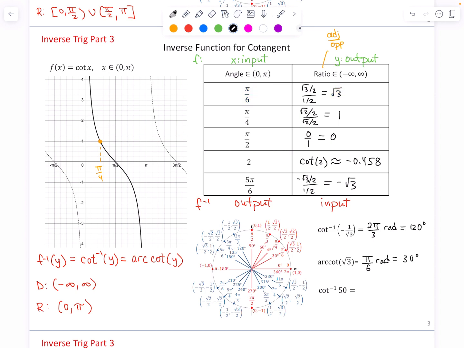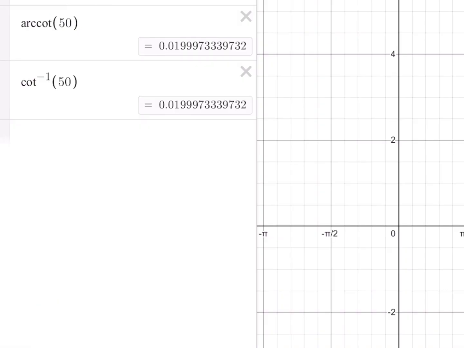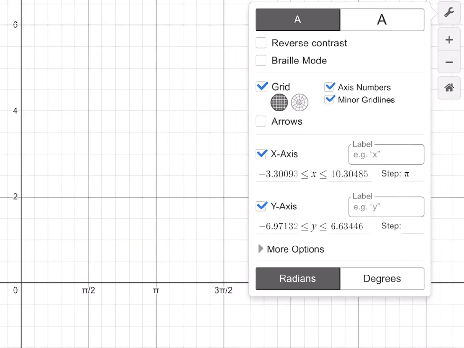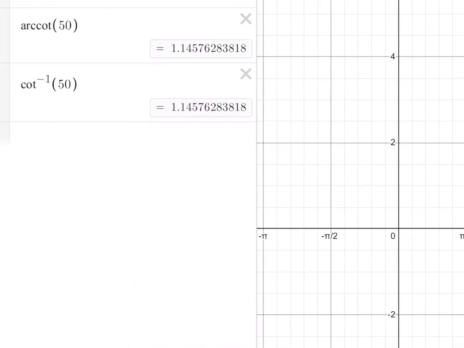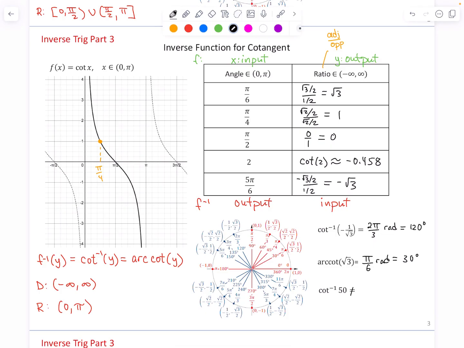Now arccotangent of 50, the unit circle will not be helpful with this one. So type in arccotangent 50 or cotangent to the -1 of 50, make sure you're in radian mode, and we get about 0.01999, which rounds to about 0.020, when rounding to 3 decimal places. And in degrees, that corresponds to about 1.1 degrees when rounding to the nearest tenth. So we'll say about 0.020 radians, which is about 1.1 degrees.